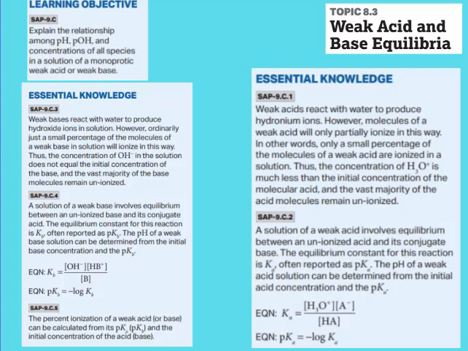You also need to be able to calculate the pH of weak acids and bases by setting up a RICE chart and then plugging them into your equilibrium expressions. You can go ahead and pause and read through the rest of these. Majority is talking about weak acids and weak bases only breaking up a small amount. So the majority is going to remain unionized. You also need to be able to calculate the percent ionization. Percent ionization is X over initial times 100.